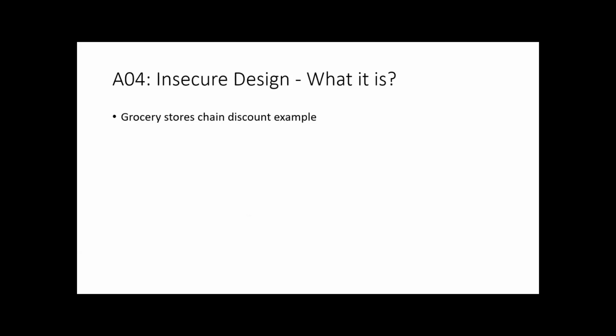OWASP A04 is a very interesting one, and this says insecure design. I'm going to show you a couple of real life examples too, but first I'm going to define what exactly it is. For example, back in 2006, 2007, I was working with a grocery store. We thought that if we give huge discounts on sugar and rice and those kinds of things, our sales would actually increase. So we provided huge discounts on those items.